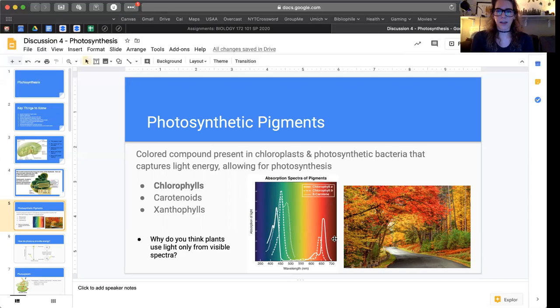So that's why we have this absorption spectra. And on the next slide, I'm going to go over why we have these clusters of peaks in these two different areas.